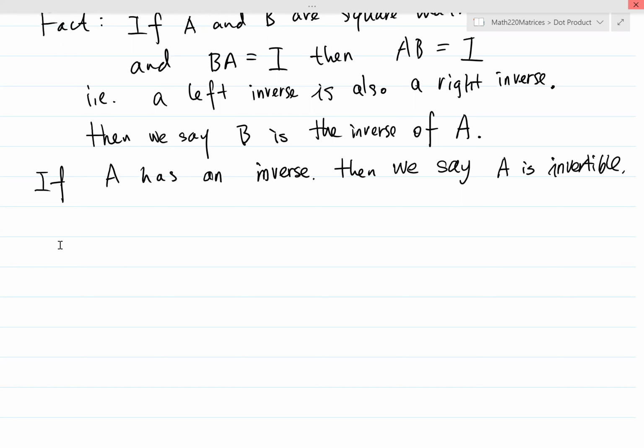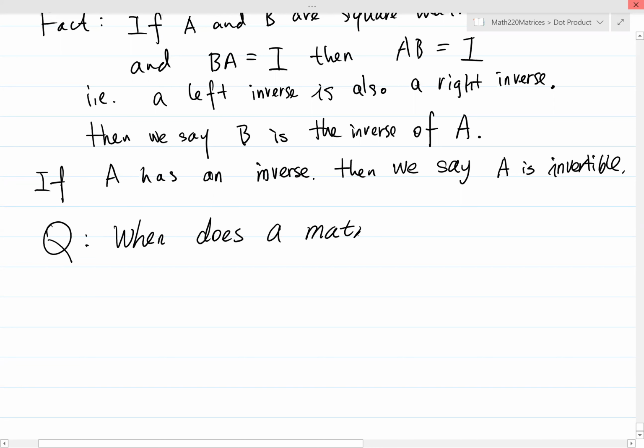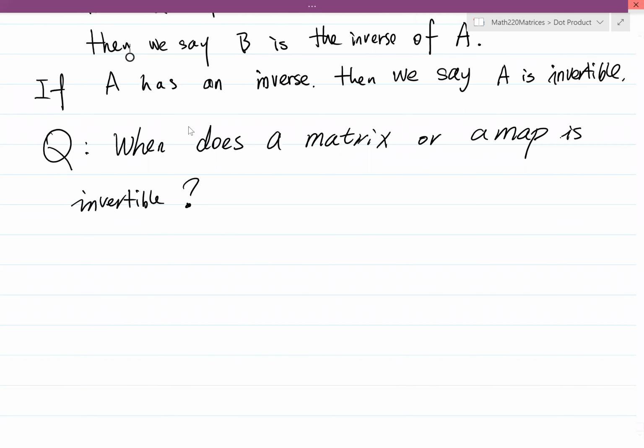When is a certain map invertible, when can we actually find the inverse? Question: when is a matrix or a map invertible? This is actually an important question in linear algebra.